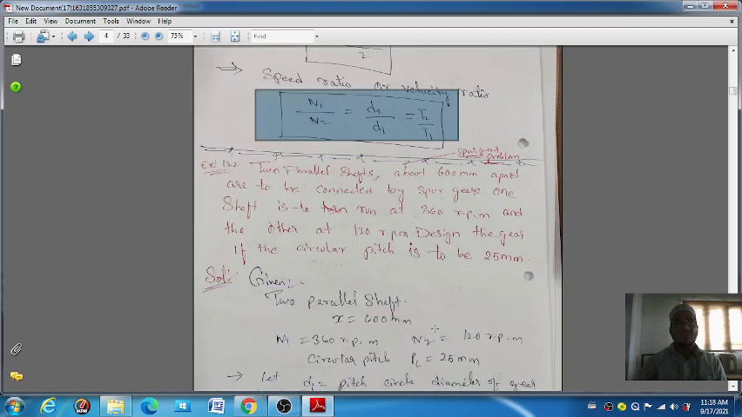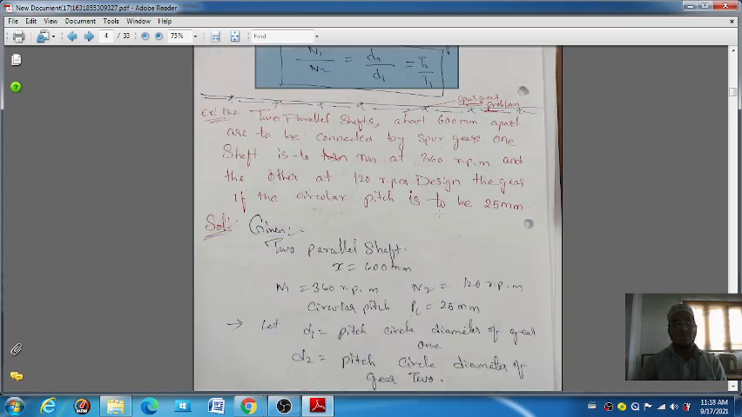Okay, the next, as per this concept we will solve the problem here so you know easily. You can see here: two parallel shafts about 600 mm apart are to be connected by spur gear. One shaft runs at 360 rpm and another shaft runs at 120 rpm. Design the gear if the circular pitch is 25 mm. Here the question is asking to design the spur gear.